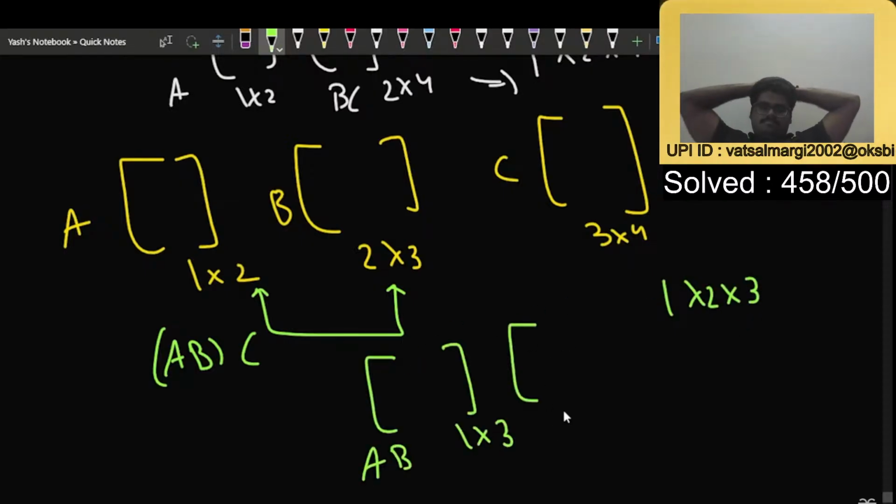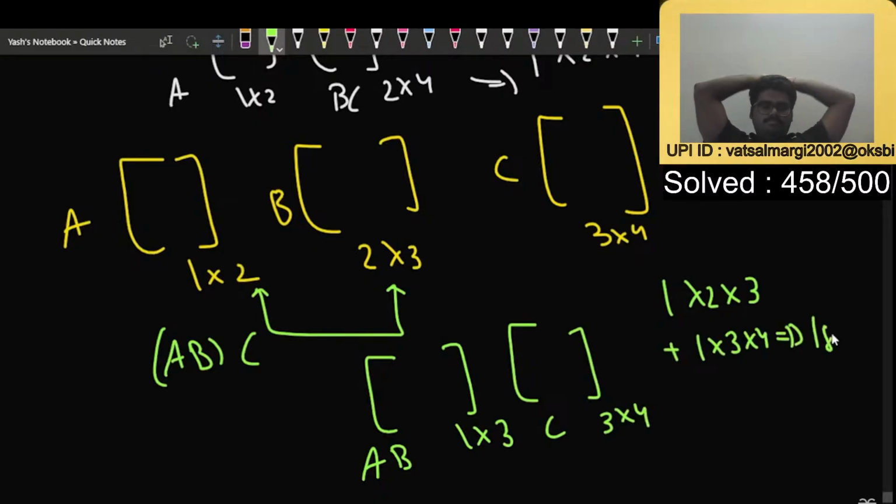Now what will happen? I'll multiply this with the matrix C, which is of dimension 3 cross 4. So this will take up a cost of what? 1 into 3 into 4. So if we try to see the overall cost, this is 6 operations plus 12 operations, so a total of 18 operations is what I'm taking here. In this A, B into C, I'm taking 18 operations.